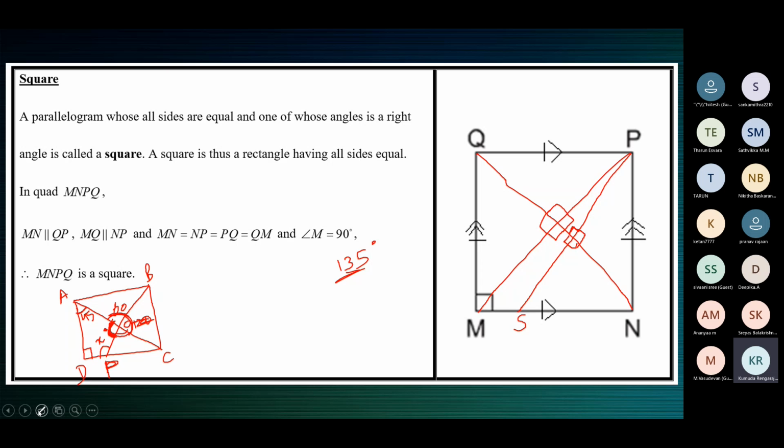So my intention was to tell you not to get deceived when you know there's one diagonal and the other is a line segment and not a diagonal.